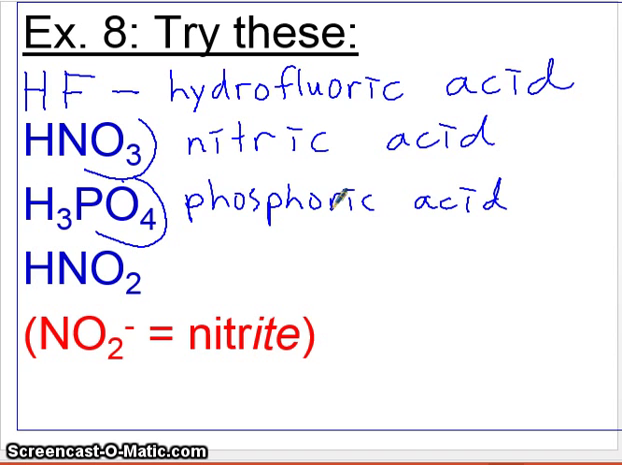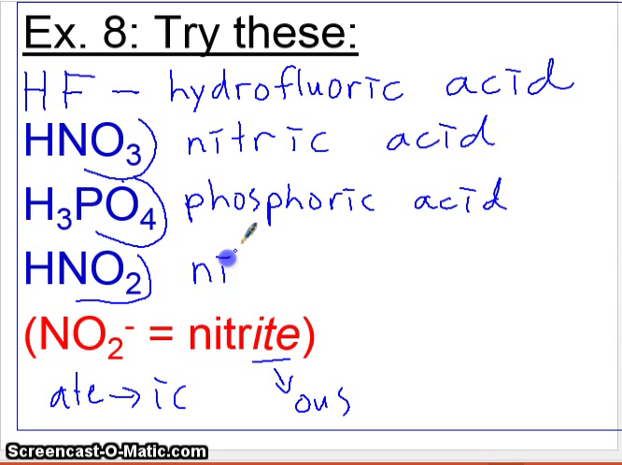Now this last one is actually not nitrate. Nitrate is up here, NO3. This is nitrite. And this is a cousin of nitrate. So the rule said that -ite becomes -ous. -ate became -ic, remember? And -ite becomes -ous. So in this case, you would call it nitrous acid. Nitrous acid, with the ending being different.